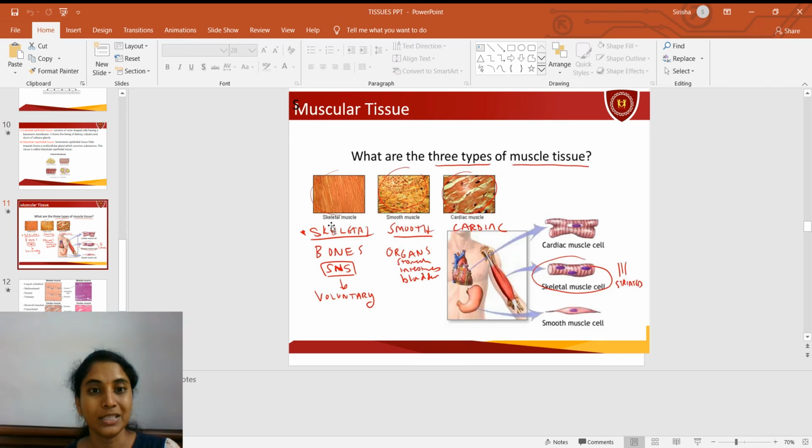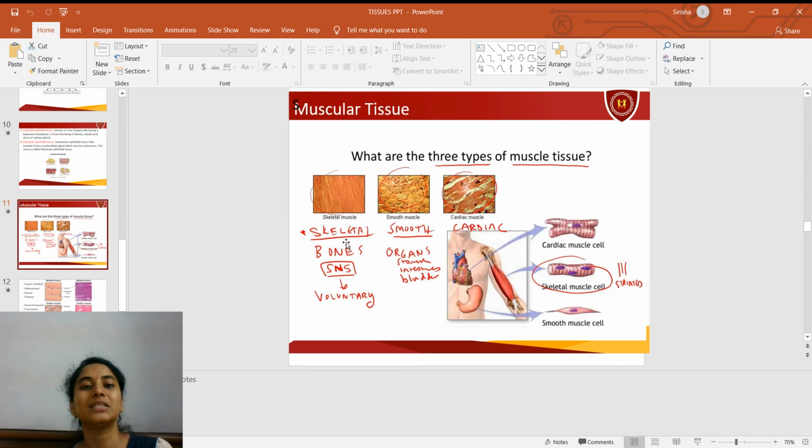Next, we shall see muscular tissues. Epithelial tissues are done so far. Now, let us see muscular tissues. What are muscular tissues? What are the three different types of muscular tissues? There are three different types of muscular tissues, depending on the location. They are skeletal muscular tissue, smooth muscular tissue, and cardiac muscular tissue.